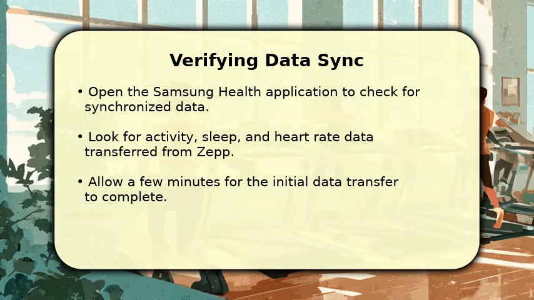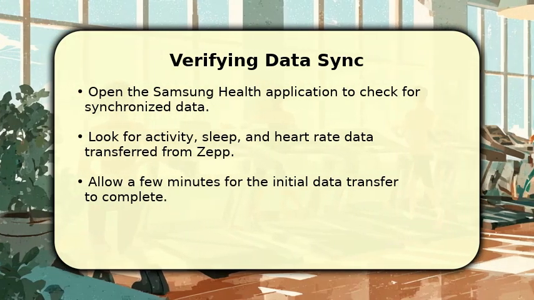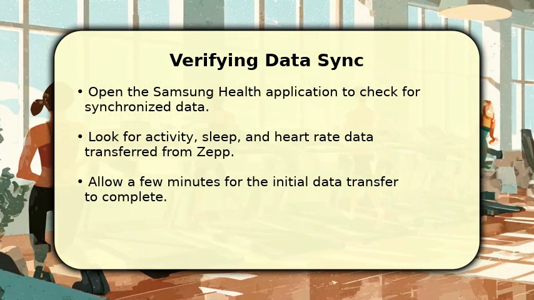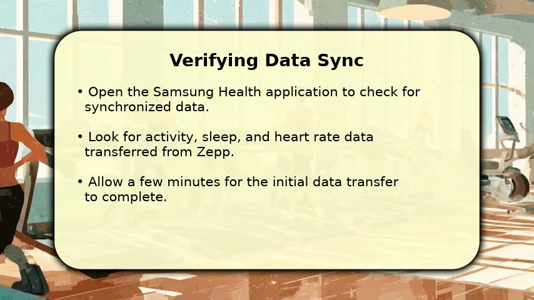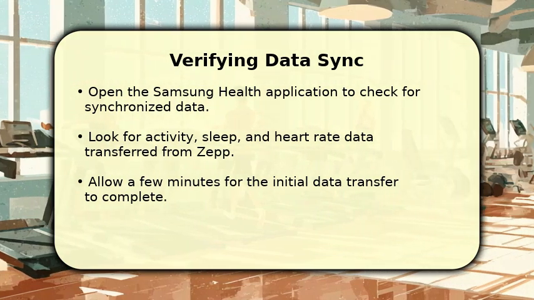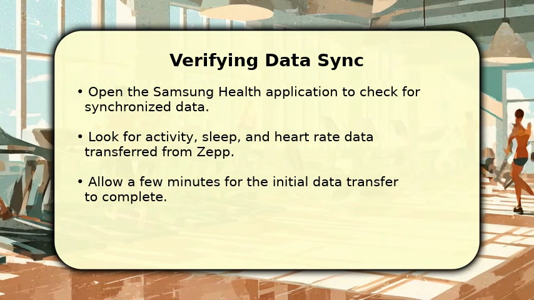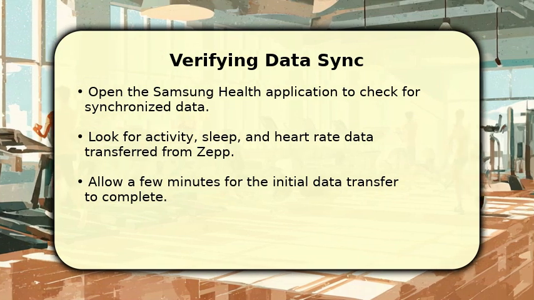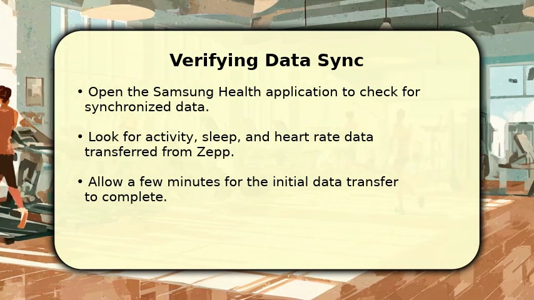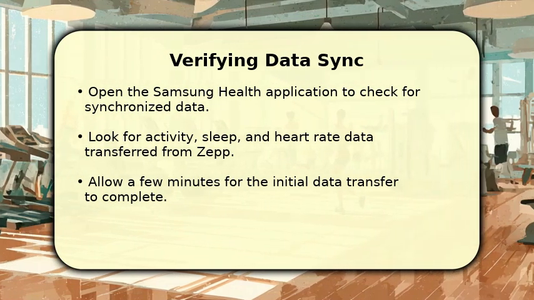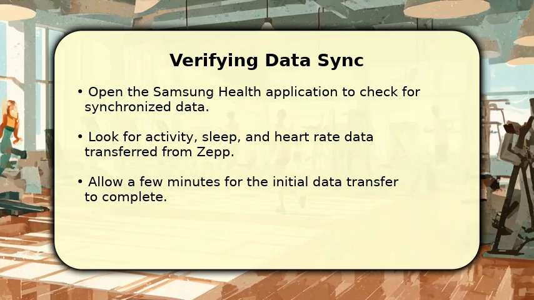After connecting, open the Samsung Health application to verify that your data is synchronizing correctly. Look for activity, sleep, and heart rate data that should now be transferred from your Zepp device. Please allow a few minutes, perhaps up to 5 minutes, for the initial data transfer to complete. This ensures all your recent health metrics are accurately reflected.